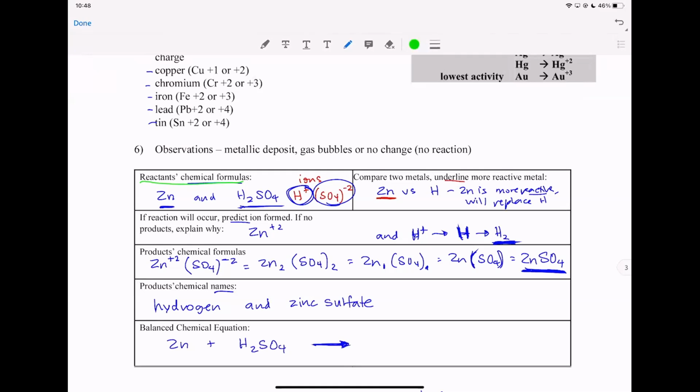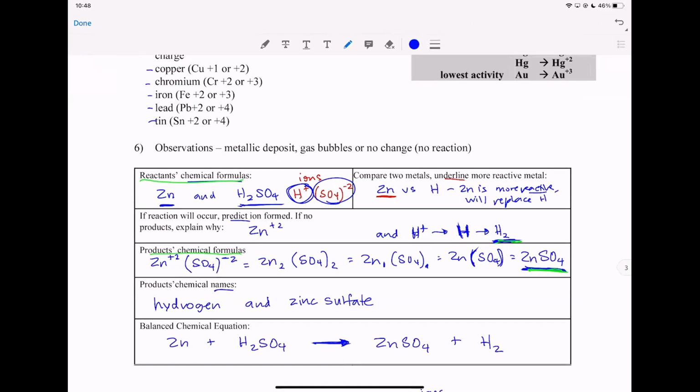And so the products' chemical formulas are going to come from the end, what you've crossed over and down and reduced. So that's going to be ZnSO4 and H2. And again, the order doesn't matter. I could write H2 first or ZnSO4 first. They just have to be on the right side.